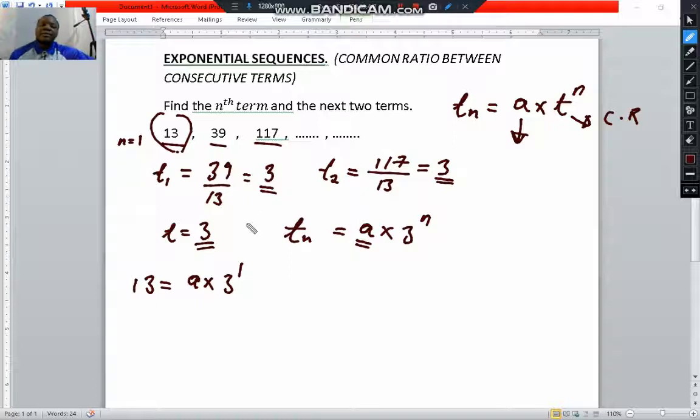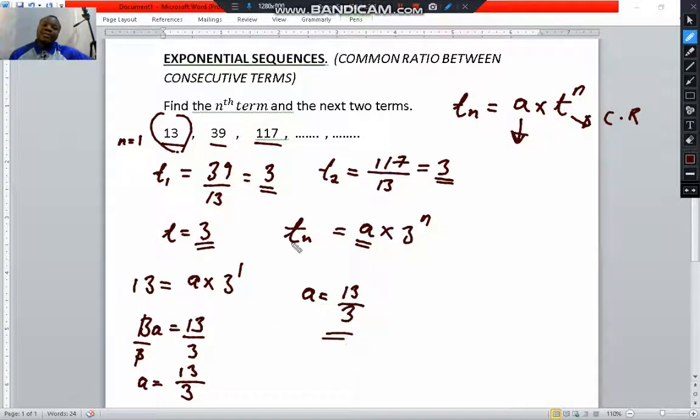If you do this, we are trying to find a. This would give you 3a equals 13. And if you divide by 3, this would give you 1 times a, which gives you a equals 13 over 3. I'm leaving my answer as 13 over 3 because if I divide it by 3, it's going to give me a recurring decimal, and it's not a very good idea to do premature rounding off. So we're just going to say our a is equal to 13 over 3.